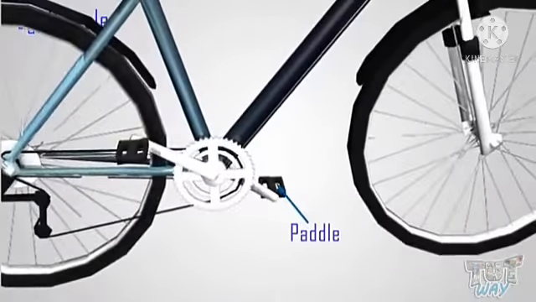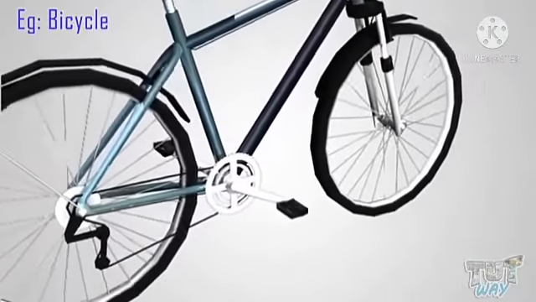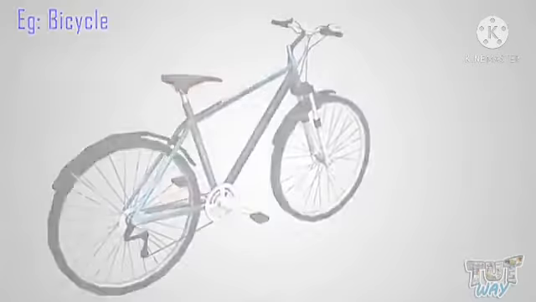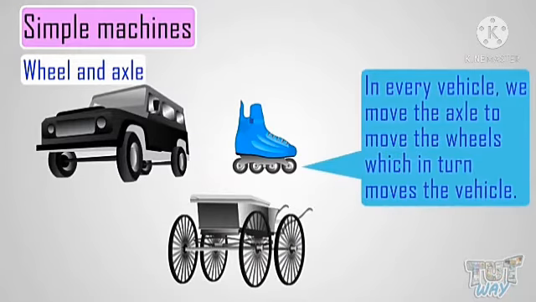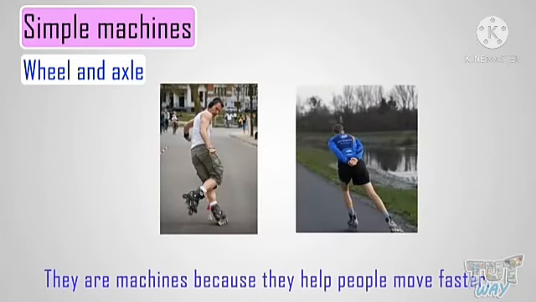So you can see this is the pedal. When you pedal, the wheel rotates and the bicycle moves. So this is a simple machine. Your skating shoes also have a wheel and axle. So for the roller skates, you can see the wheel and the axle. They are machines because they help people move faster. So we said a machine helps to do work faster, so this makes it a machine.